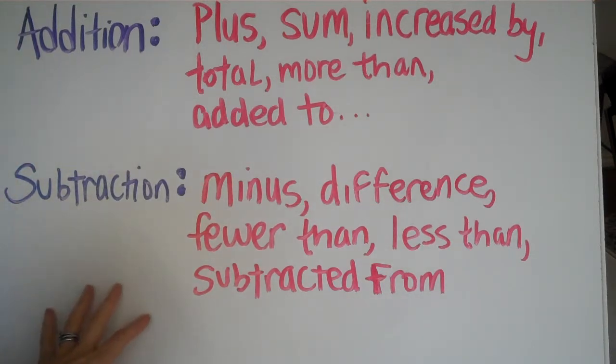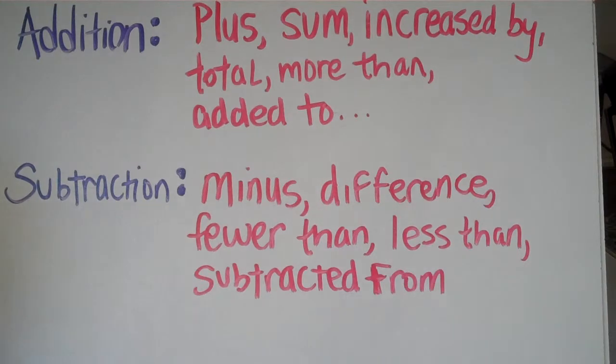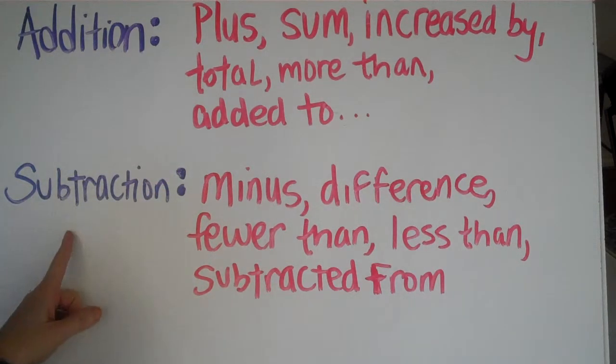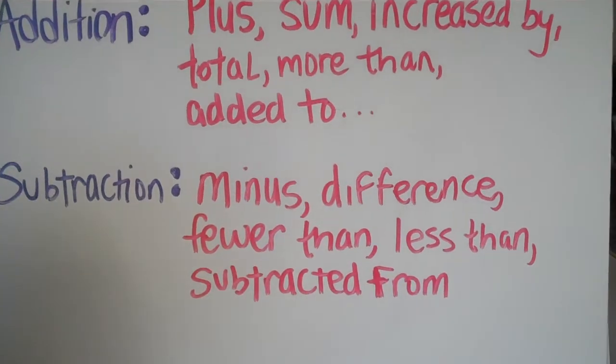You should go ahead and write these in your notes because there are other words that describe addition. When you're looking at a word problem, you might see plus, sum, increased by, total, more than, added to. All of those mean addition. And for subtraction, you might see minus, the difference of, or difference, fewer than, less than, subtracted from. So these are key words to keep in mind when you're getting a word problem and you have to put it into an equation. So let's do a couple of examples.